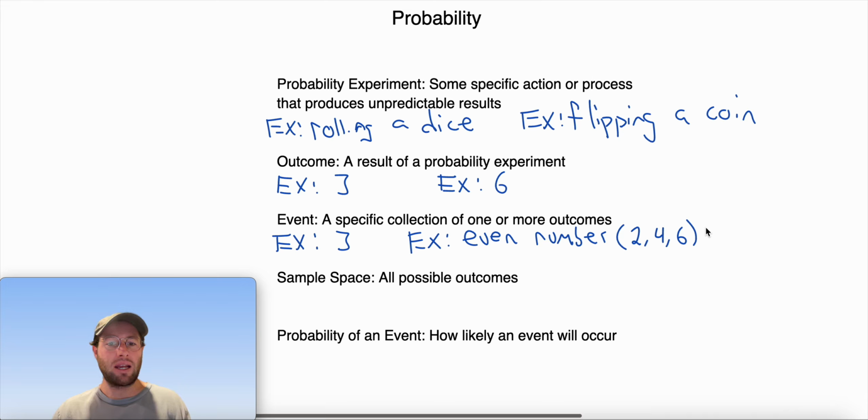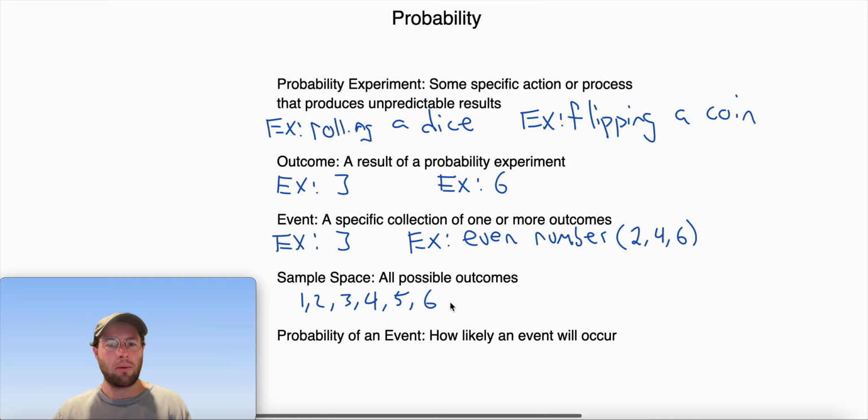Now let's look at sample space. The sample space is all possible outcomes. So for the example of rolling a dice, the sample space will be 1, 2, 3, 4, 5, and 6. That is the list of all possible outcomes that we could have when we're rolling a dice.